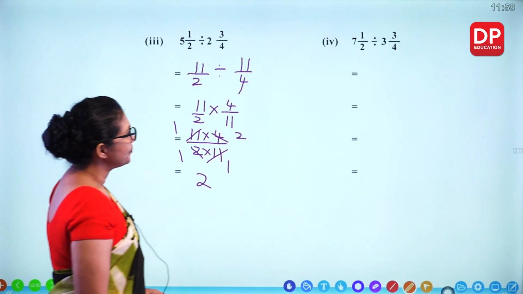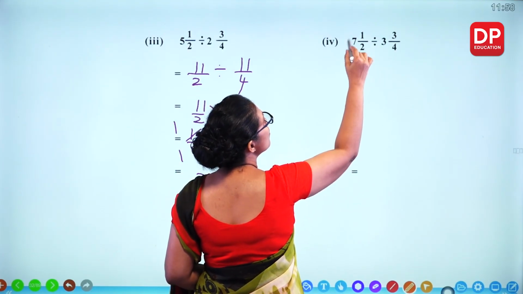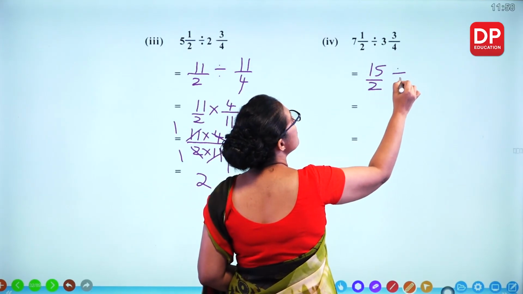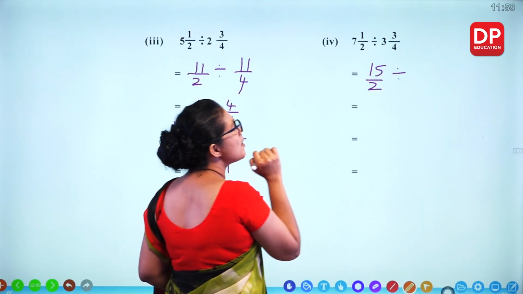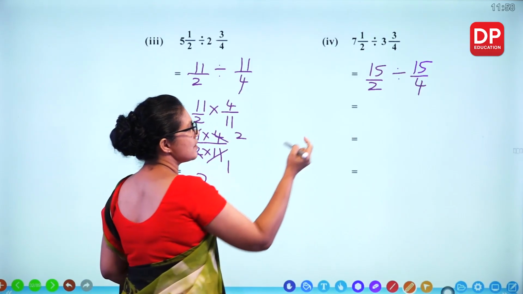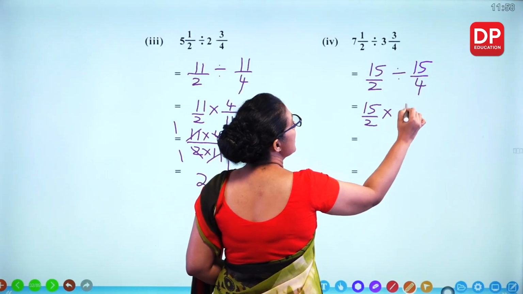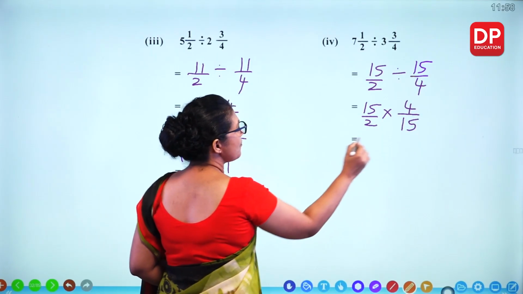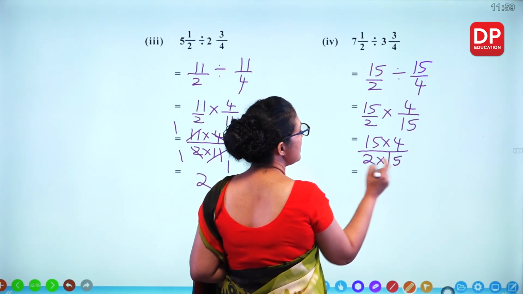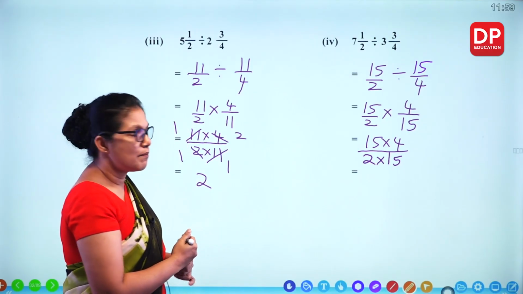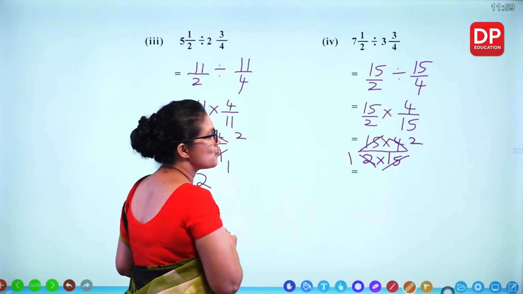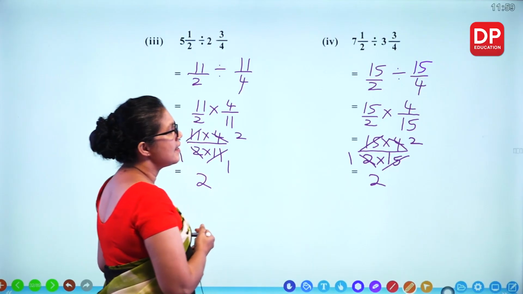This one, 7.5. So 15 over 2 is the improper fraction. Divide by 4 times 3, 12. 12 plus 3, 15 over 4. Now convert to multiplication. Take its reciprocal. When you multiply numerator separately and denominator separately, see whether you can simplify. 15 you can simplify. 2 times 1 with 2 times 2. So you get 2 as the answer.